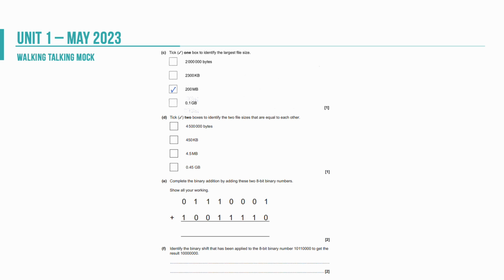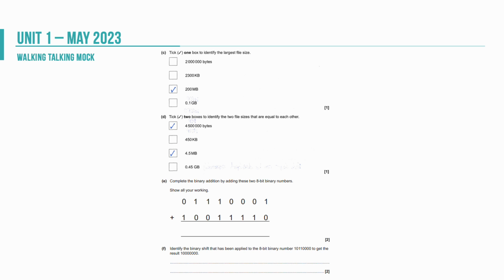The next one says tick 2 boxes to identify the 2 file sizes that are equal to one another. Well, 4.5 million bytes is the same as 4.5 megabytes. Mega meaning million. So those are the two that are going to have the same value within that question. We're then asked around some binary addition.